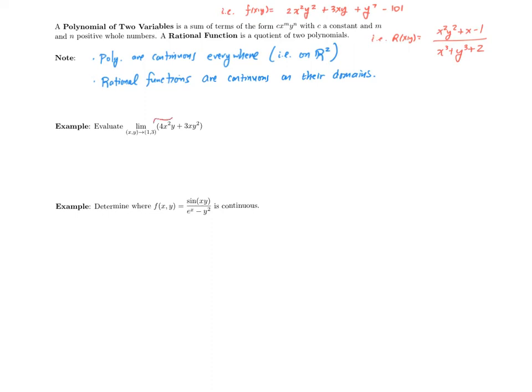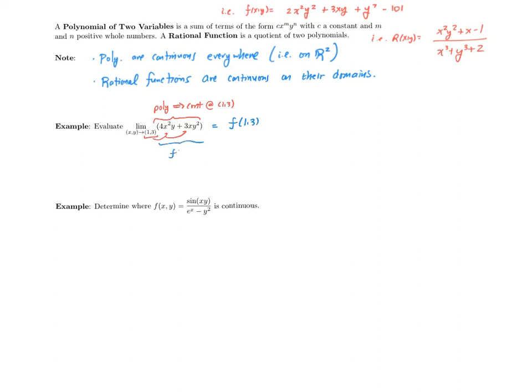So with this limit, I want to note that we have a limit of a polynomial in two variables, and we said polynomials are continuous everywhere. So specifically, it must be continuous at this point (1, 3). And if it is continuous at (1, 3), we simply take that point and substitute it into the function. So the value of this limit, let's do an intermediate step.